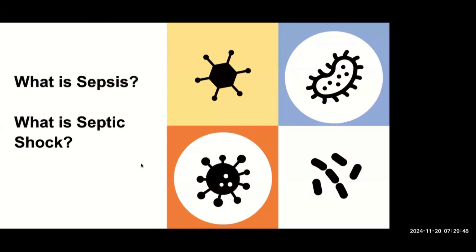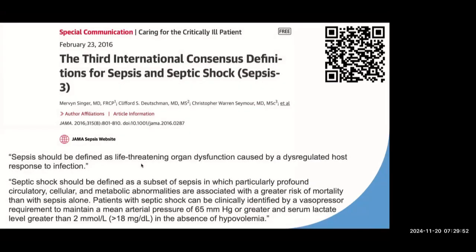Yes, so maybe we can go for the next. This was published back in 2016, and this is a consensus to define the two entities that we were talking about in the last couple of slides. Sepsis should be defined as life-threatening organ dysfunction caused by a dysregulated host response to infection. Septic shock should be defined as a subset of sepsis in which particularly profound cellular and metabolic abnormalities are associated with greater risk of mortality than sepsis alone.